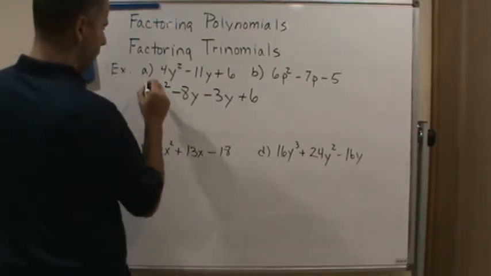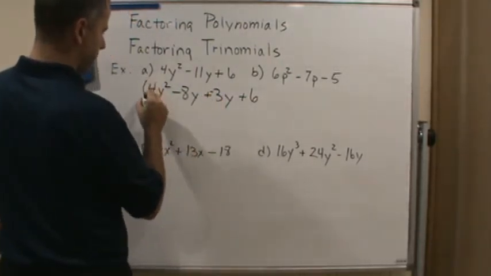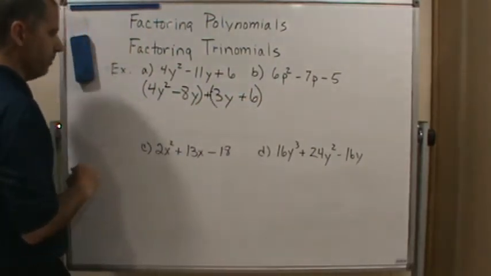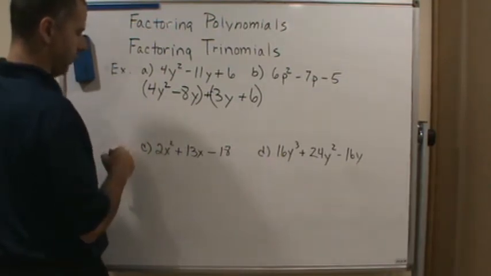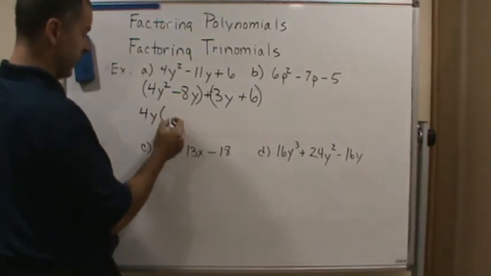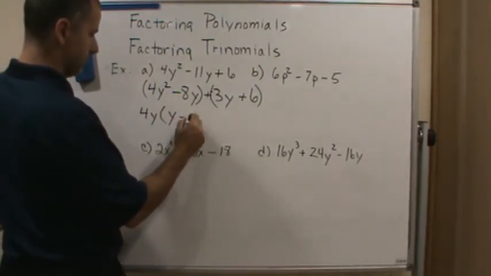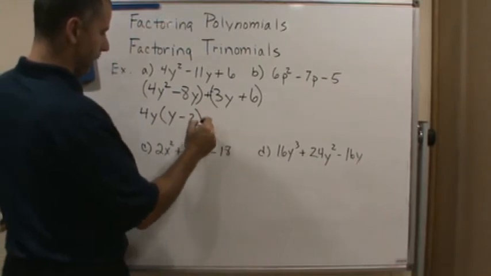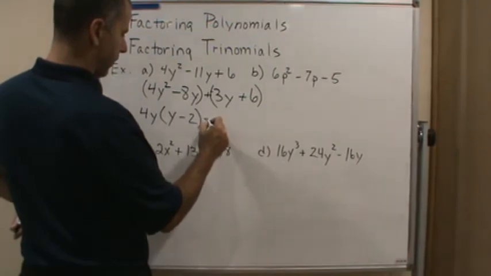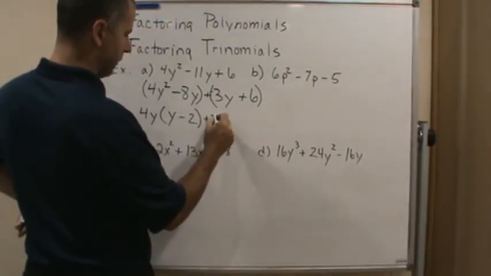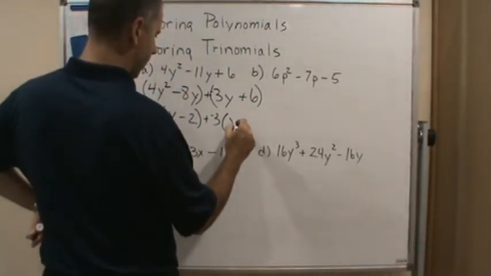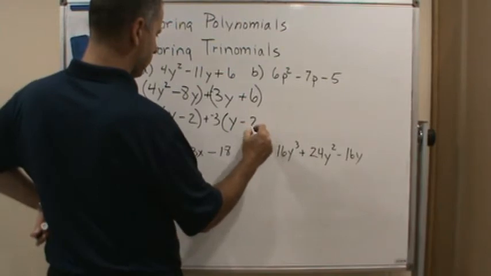So now I'm going to change this to a plus negative. I'm going to group these two, and group these two with the plus in the middle. And now I'm going to factor each one. I'm going to factor out a 4y, and that's going to leave me a y minus 2. And then I'm going to factor out a negative 3 here, so I get plus negative 3, and that's going to give me a y minus 2 here.